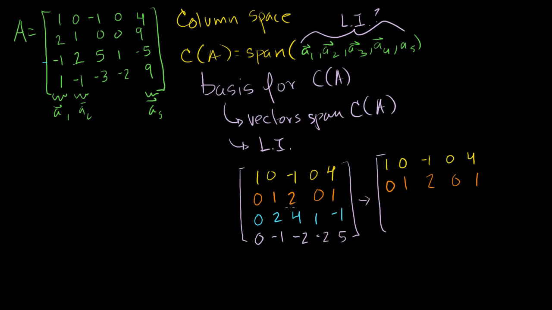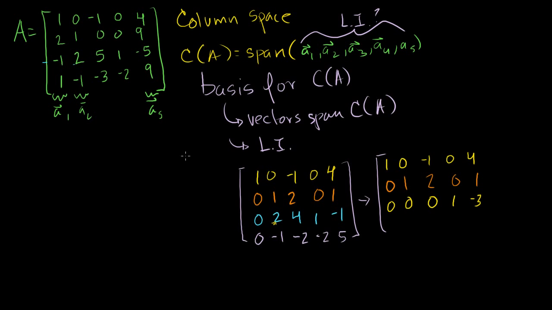And now let us see if we can eliminate this guy right here. Let's do it by replacing our third row with the third row minus 2 times the second row. So 0 minus 2 times 0 is 0. 2 minus 2 times 1 is 0. 4 minus 2 times 2 is 0. 1 minus 2 times 0 is 1. Minus 1 minus 2 times 1 is minus 3.